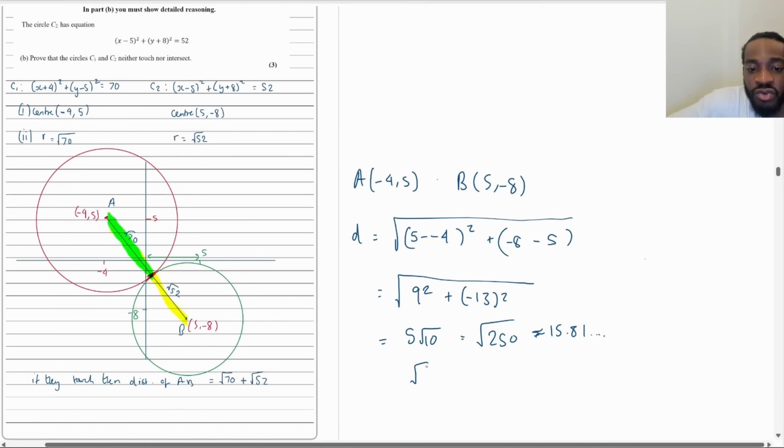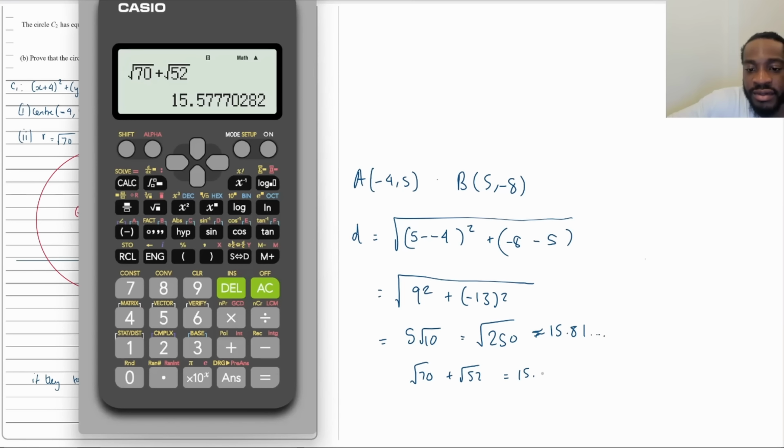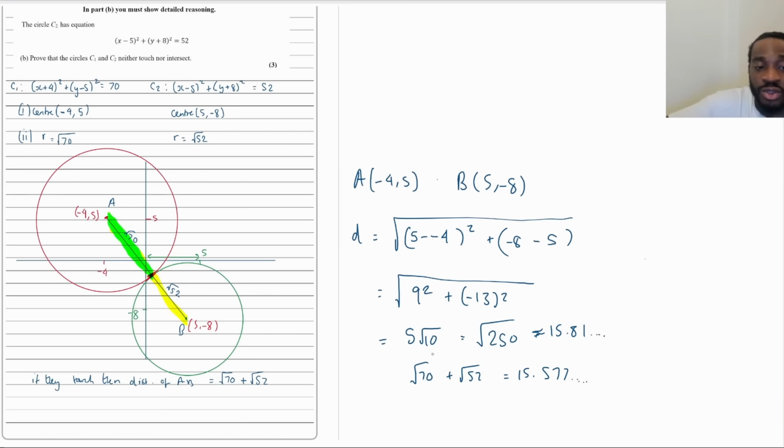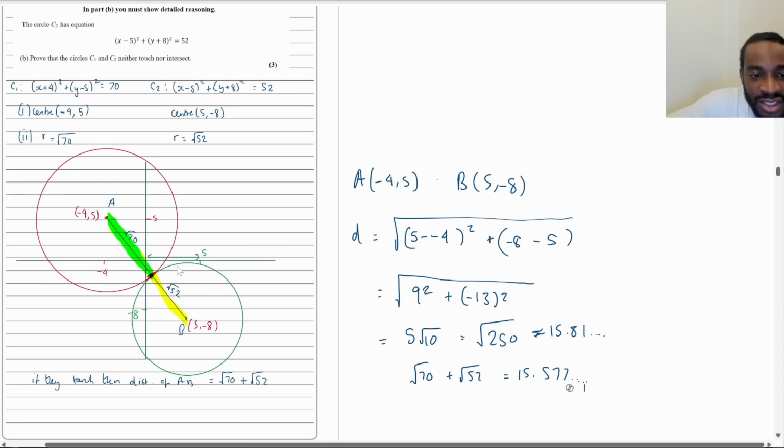So root 70 plus root 52 is equal to 15.57. That is less than 15.8, the distance between the two coordinates. So because of that, what does that actually mean? That means that this circle right here is going to literally be like that, isn't it? Because that root 52 is not actually that yellow distance. It's going to be a bit smaller because the circles don't touch.